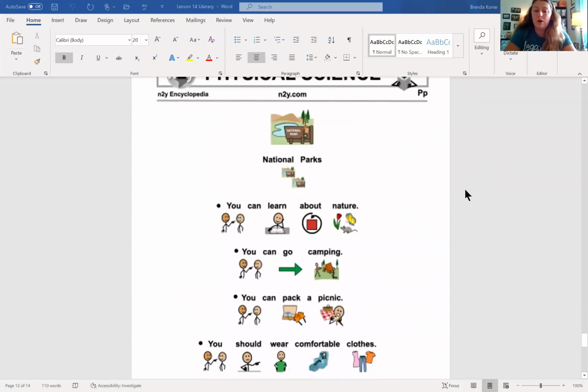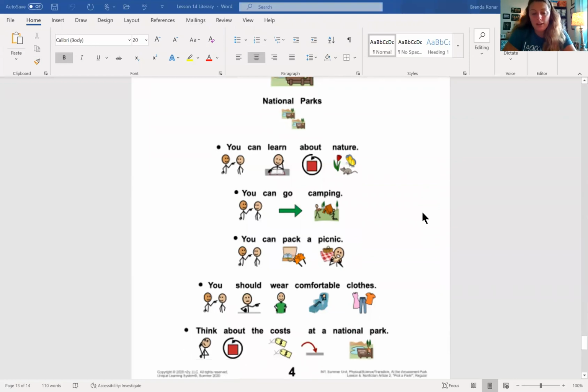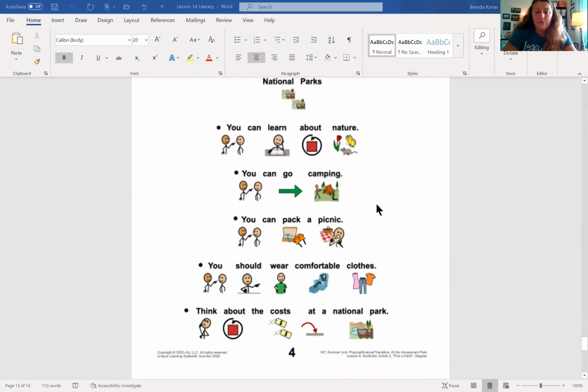And the last kind of park is a national park. So at this place, you can learn about nature. You can go camping. You can have a picnic. You should wear comfortable clothes. Think about the costs at a national park. Okay, so that was our story.